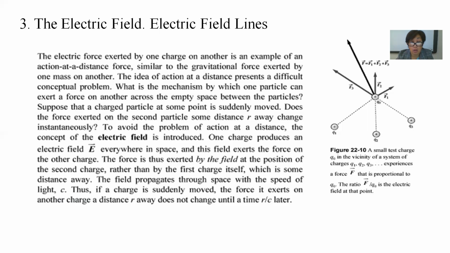electrical charges at rest. One charge produces an electrical field everywhere in space, and this field acts at the position of the second charge, and the field propagates through space with the speed of light in vacuum. If a charge suddenly moves, the force on another charge at a distance R does not change until a time R divided by C later.